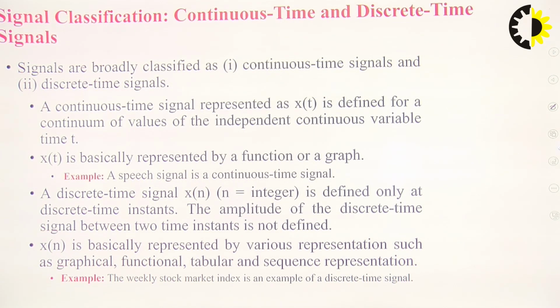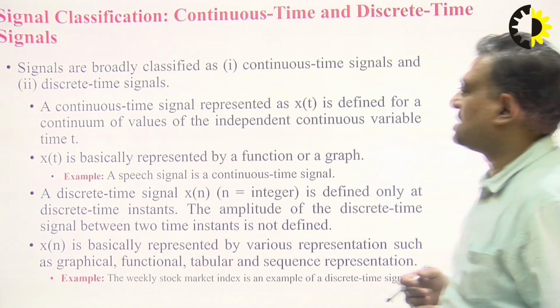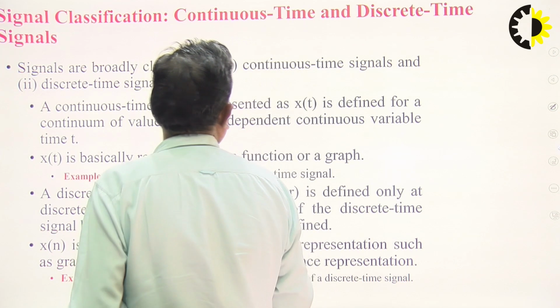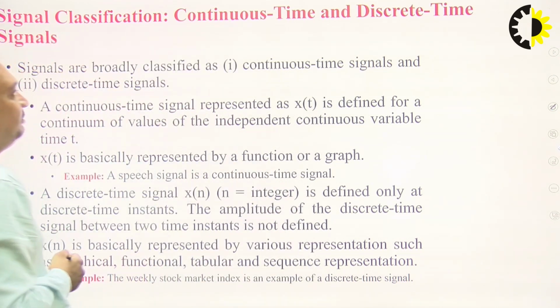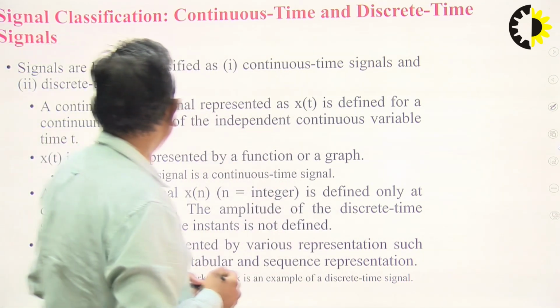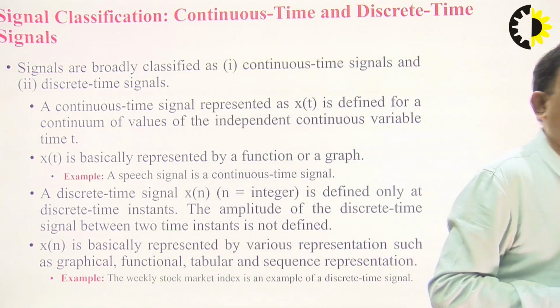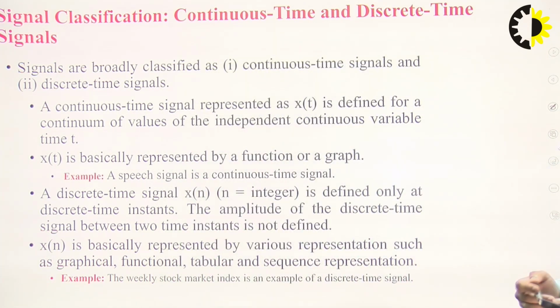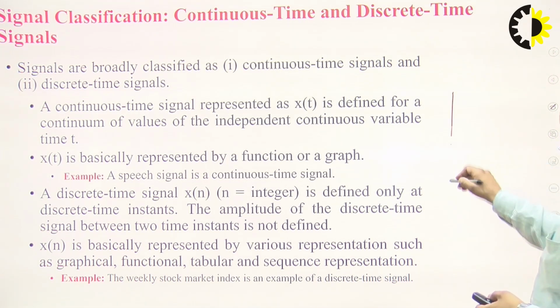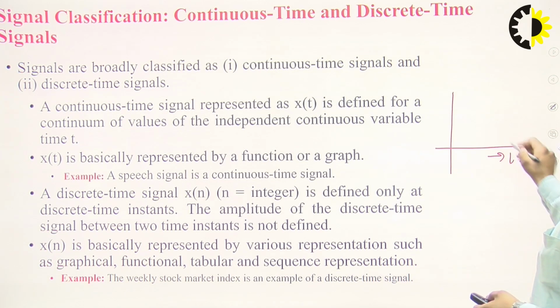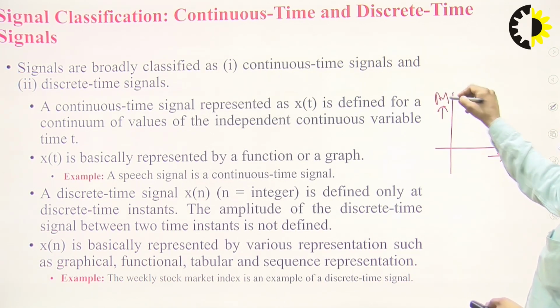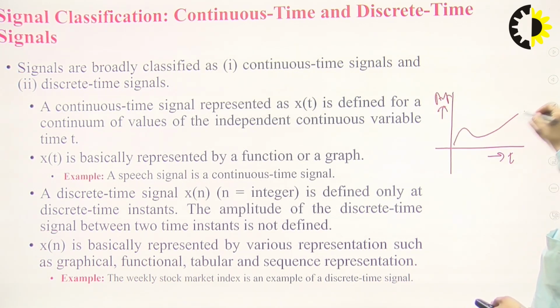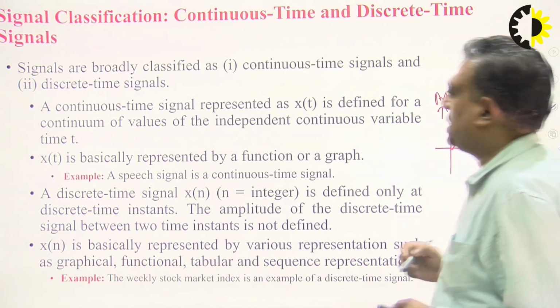Okay. Now signal classification. If we classify signals broadly, then we can classify them as continuous time signals and discrete time signals. A continuous time signal is defined as a signal which is defined at each and every instant of time. Means if here is t and here is the amplitude, then a continuous time signal is one for which we get a value of amplitude at each and every instant of time. Okay.